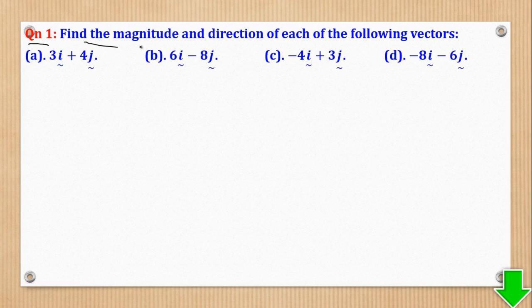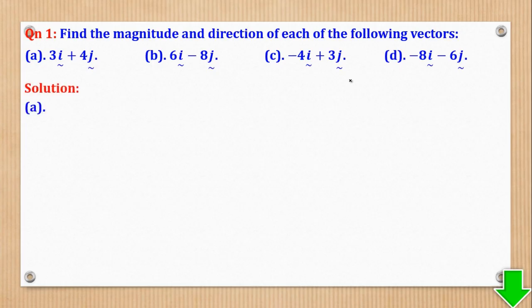It says, find the magnitude and direction of each of the following vectors. So this is vector 1, 3i plus 4j. In column form, it can be written as (3, 4). I think you remember that. Then these are (6, -8), (-4, 3), and (-8, 6).